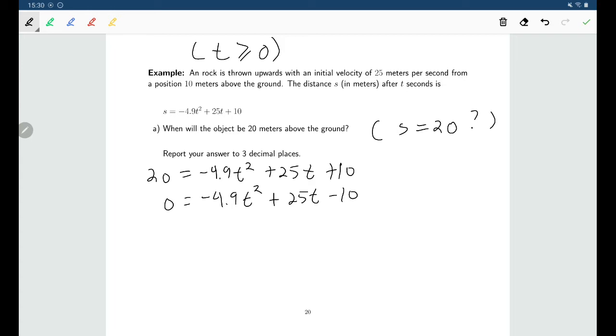And I'm already planning on using the quadratic formula, so it makes sense here to just take a little bit of a moment and find out what my discriminant is, just to save me a step. I know that my discriminant would be b squared minus 4ac. Here, my b is 25.